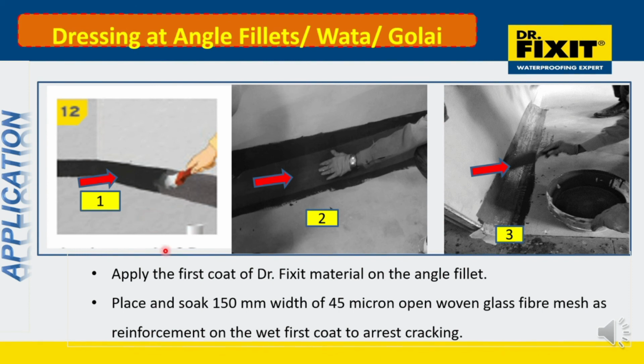So how to do that? Apply first coat as shown in this figure. Apply first coat of Dr. Fixit material of angle fillet, that you can apply URP or some 1:1 bond coat. This is where you have to apply a bond coat. Place and soak 150 mm width of 45 microns open glass fiber mesh. As shown in this figure, he is placing the 45 micron fiber mesh reinforcement on the wet first coat to arrest cracking.